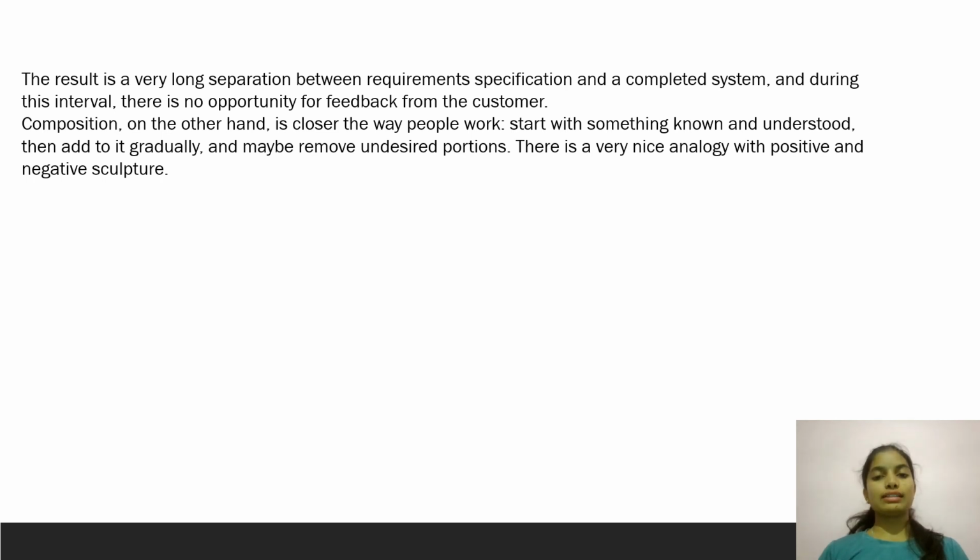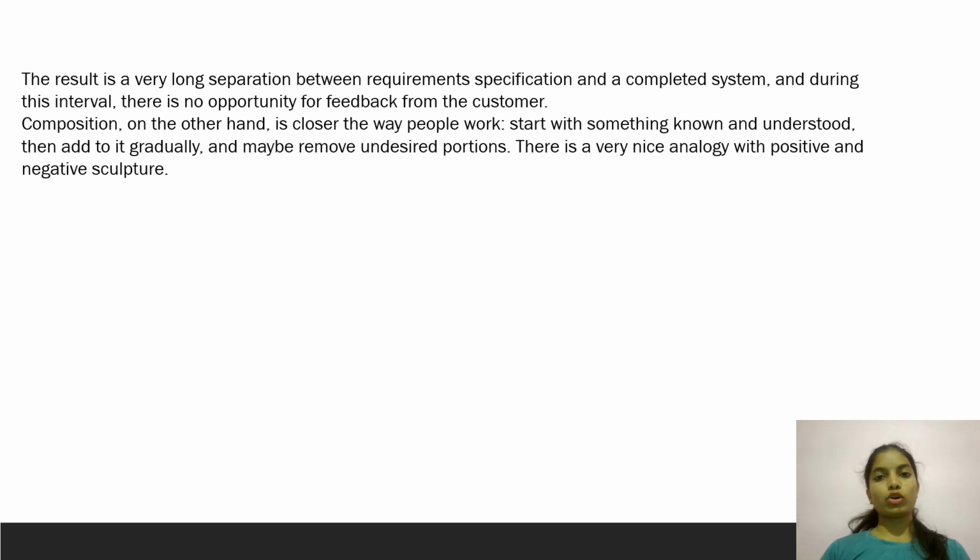So, after a system is designed and completed, we have to take the views of the customers and change according to them. But after the requirements specification and the design, it is difficult to change according to the customers. Composition, on the other hand, is closer to the way people work. Start with something known and understood, then add to it gradually and maybe remove undesired portions.